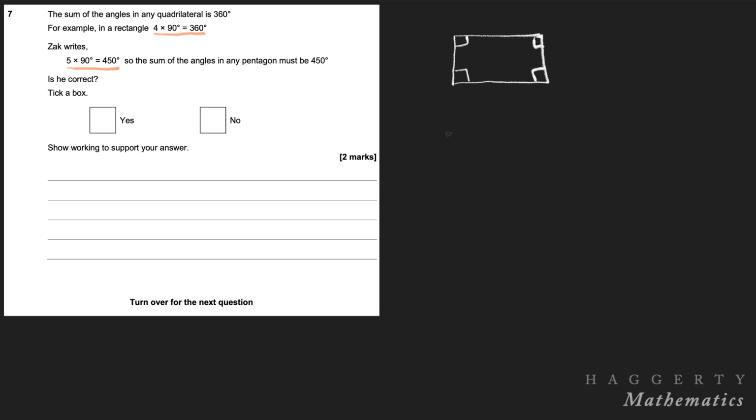Is he correct? No, he's not, and you can quite clearly see why. It's completely impossible for any pentagon to have 5 right angle triangles in it, right? You kind of end up going around twice. You have like 1 right angle triangle, 2 right angle triangle, 3 right angle triangle, 4 right angle triangle, and 5 right angle triangle. It just doesn't make any sense. It wouldn't give you a pentagon. So that's a bit silly.